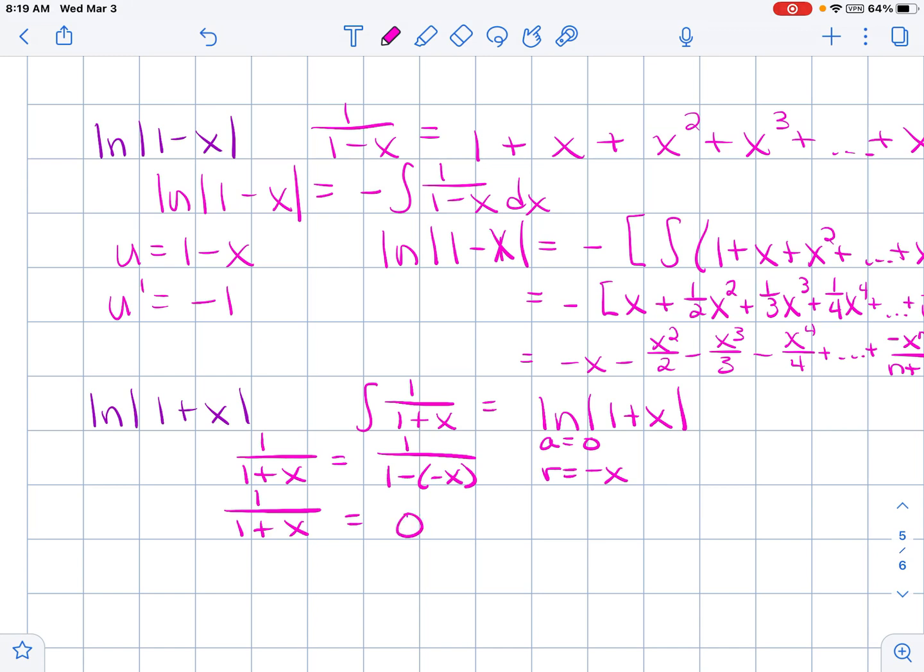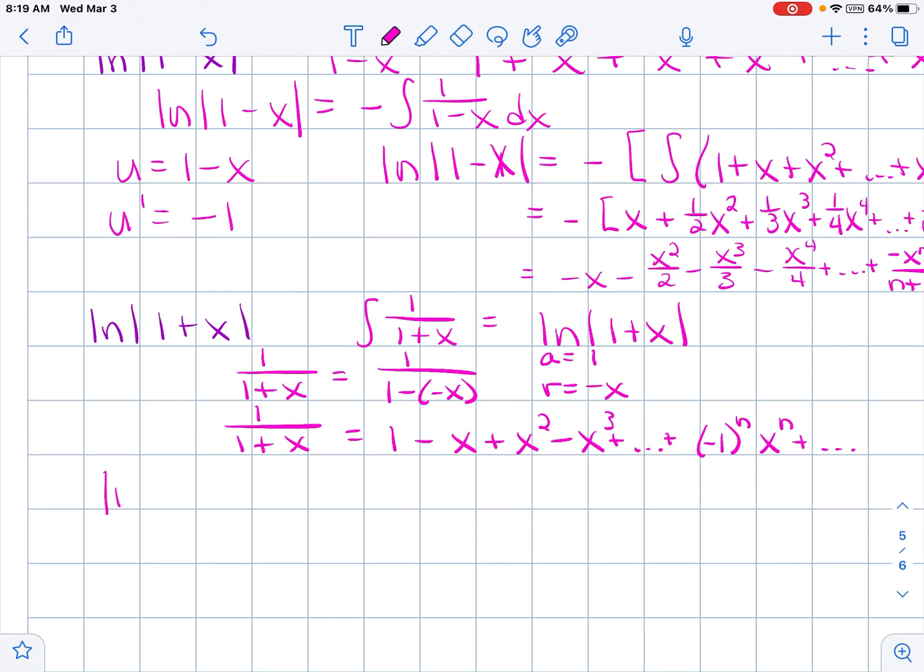That's 0. Why did I say 0? A is 1. Sorry, I was thinking a sub 0. 1 times negative x, multiply by negative x again, multiply by negative x again. So this is oscillating. Okay, then the natural log of 1 plus x equals the antiderivative of 1 over 1 plus x, which is the antiderivative of this Maclaurin polynomial.